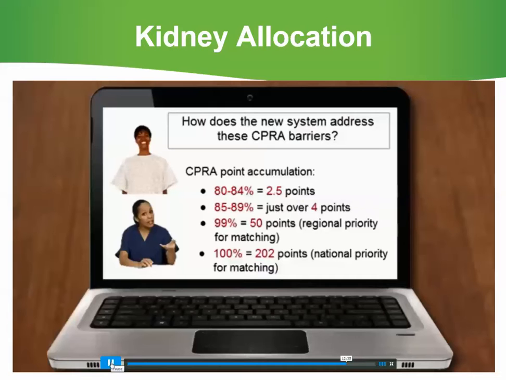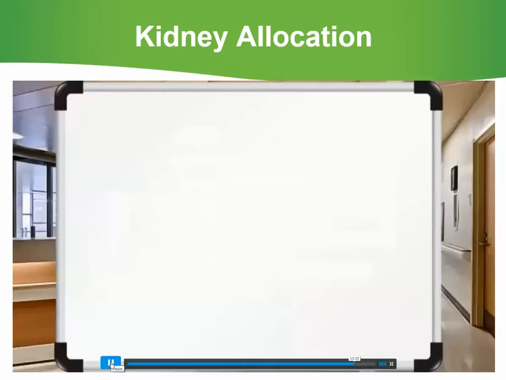Patients with CPRA scores of 99 and 100% are extremely hard to match, and no amount of points were found to provide sufficient priority for this group. Because of this, their available pool of deceased donor kidneys will be expanded by giving them first shot to receive offers from donors within their region and on a national level. Because of this increased priority, they may receive offers relatively quickly, even with little or no waiting time.